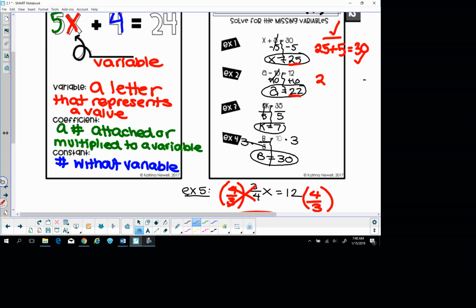Now let's plug in this one, 22 minus 10. Does that equal 12? Yes. Perfect. Does everyone see what I'm doing up here? I'm just plugging in my answer. 5, and that means just times 7. Does that equal 35? Yes. And then instead of B, I'm going to put 30. 30 divided by 3. Does that equal 10?